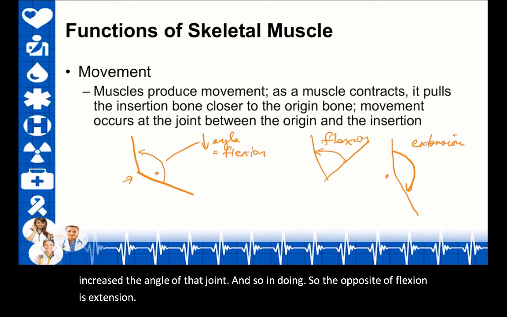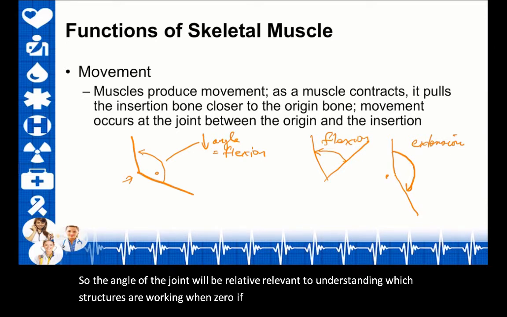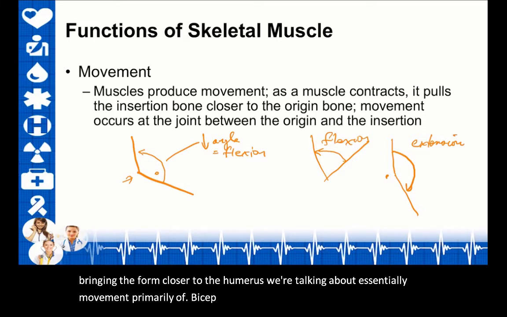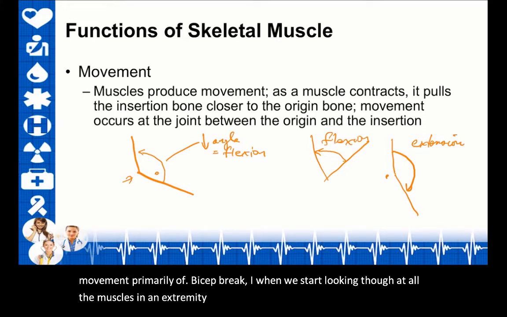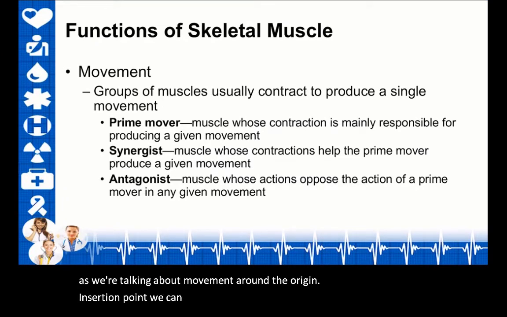So the angle of the joint will be relevant to understanding which structures are working when. So if we're talking about a bicep flex, bringing the forearm closer to the humerus, we're talking about essentially movement primarily of the bicep brachii. When we start looking, though, at all the muscles in an extremity, they don't all sit dormant while one works. So, as we're talking about movement around the origin and insertion point, we can also talk about the muscles engaged in changing the angle at a joint.